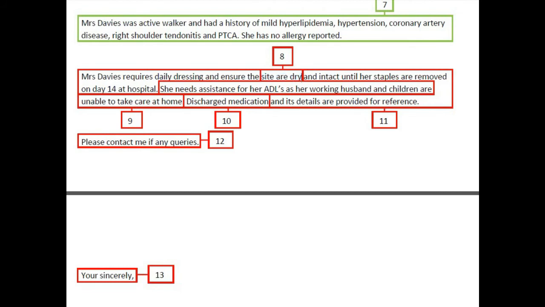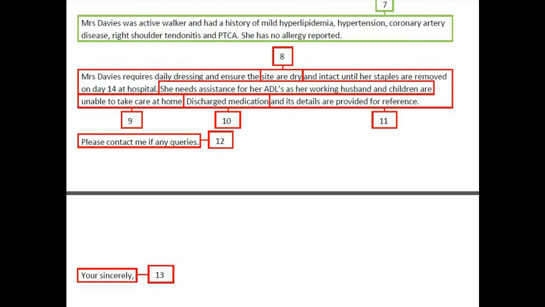The second sentence says she needs assistance for her ADLs as her working husband and children are unable to take care at home, which is wrong because the patient requires assistance because of her ADL needs and not because her husband is working and her children are unable to take care. Another thing is that the case note doesn't mention that her husband is working. Instead it says her elderly husband is not able to care for her. Hence this clause is a very big mistake.